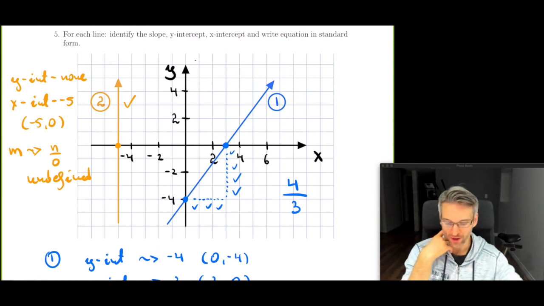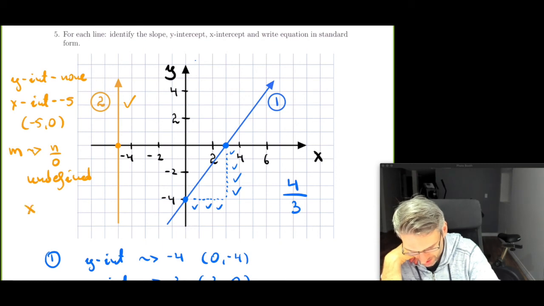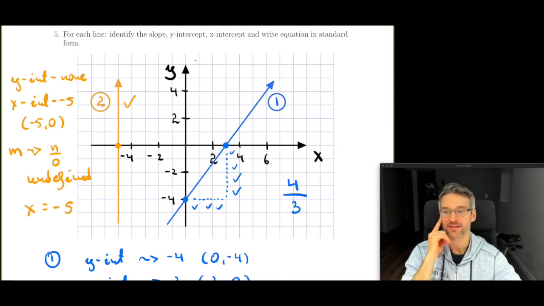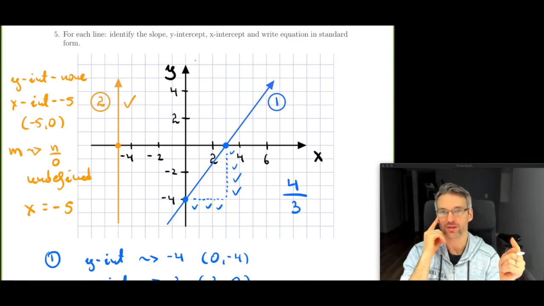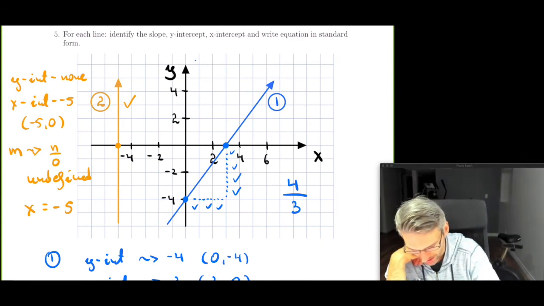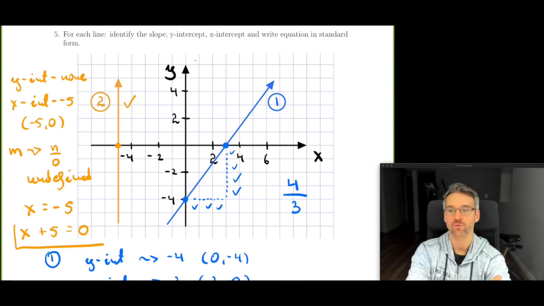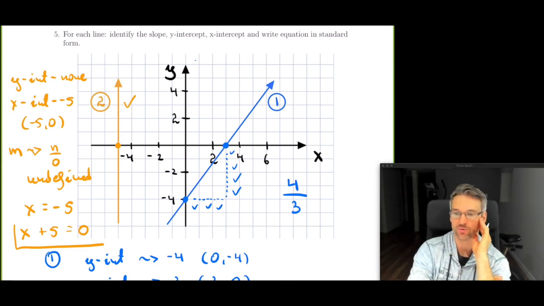So therefore, our equation of the line in this case is simply x is equal to negative 5. Now, if you want this in standard form, then all you're going to do is bring the negative 5 over to the other side. So it's going to be x plus 5 is equal to 0. And that's all you have. Y doesn't have a coefficient. That's why the y is not there. And that's it. So that would have been this example. Another great question. I hope you were able to get it.